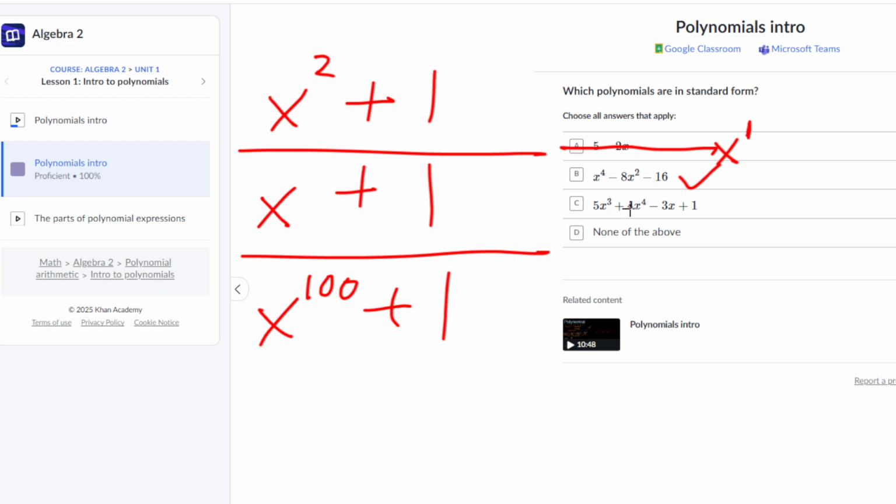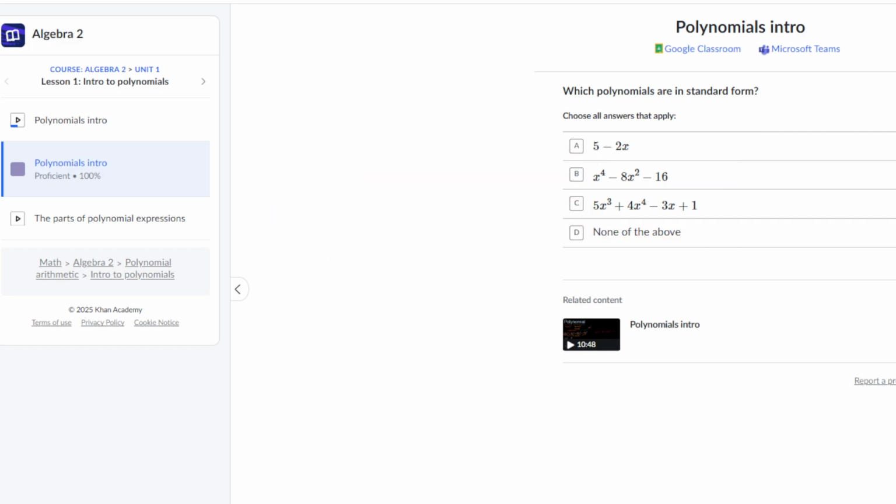5x to the power of 3 plus 4x to the power of 4 plus 3x plus 1. Here, I almost made the mistake, right? But it's not in standard form because while 3x and 1 are correct, the other two are in the wrong order. Here, you're going to notice that the exponent 3 happens before the 4, and that cannot be. So this would be right, but this would be wrong, and that would mean that the whole problem is wrong. Now, we know that B is an answer, so we know that it is not going to be none of the above. The answer would then simply be B.